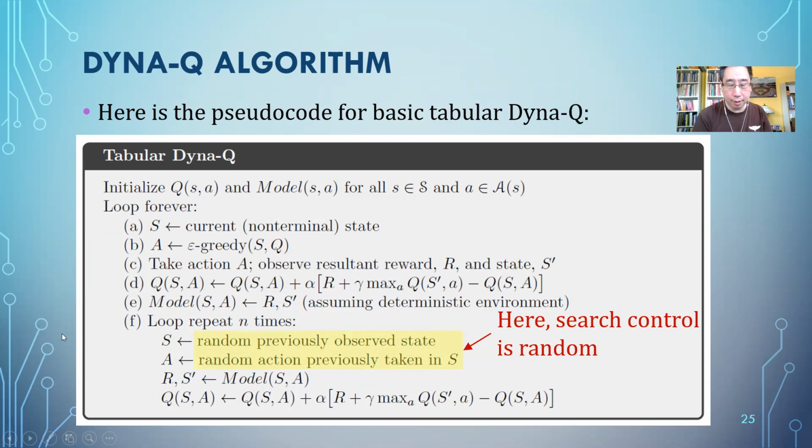All right, let me pause here. Any questions about this DynaQ algorithm? So again, if we had just stopped at step D, this would have been Q learning. But instead of just doing regular Q learning, then we add a step where we do model learning and then we do planning. Any questions?